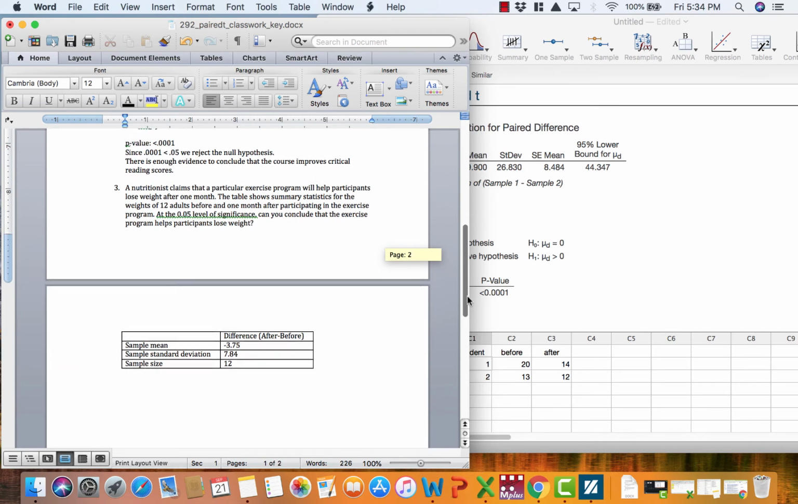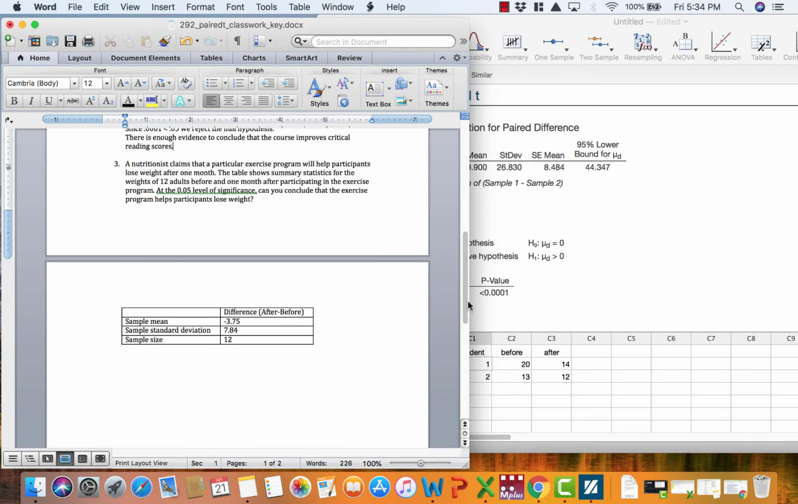All right, last problem. A nutritionist claims that a particular exercise program will help participants lose weight after 1 month. The table shows summary statistics for the weights of 12 adults before and 1 month after participating in the exercise program. At the 0.05 level of significance, can you conclude that the exercise program helps participants lose weight? All right, again, we have a before and after scenario. We do not get any information about the equality of population standard deviations or variances.